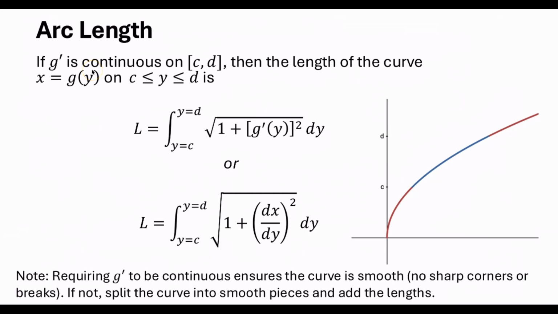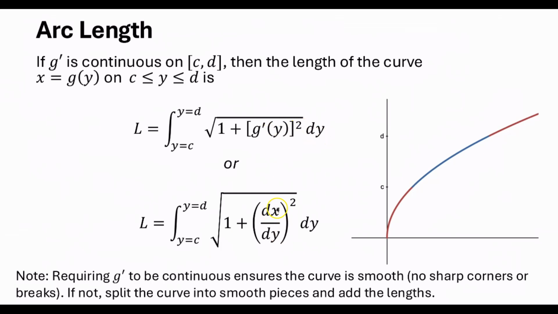Let's revisit the arc length formula, but this time we're going to focus on if everything is in terms of the variable y. So let's say we have g prime is continuous on the interval from c to d. Then the length of the curve x equals g of y on the interval from c to d, which is a collection of y values. Then the length is the integral from y equals c to y equals d of the square root of 1 plus g prime of y as a quantity squared dy.